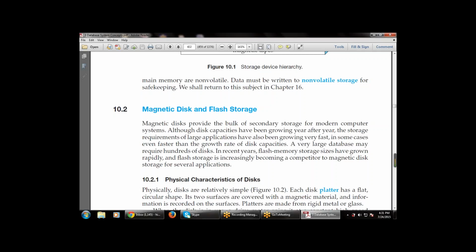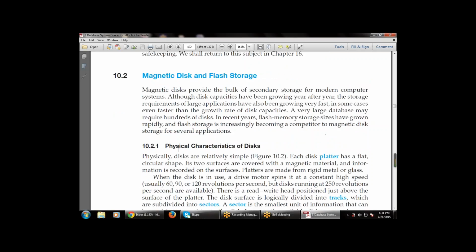Although disk capacities have been growing year after year, the storage requirements of large applications have also been growing very fast, in some cases even faster than the growth rate of disk capacities. A very large database may require hundreds of disks. In recent years, flash memory has also grown rapidly, and flash memory is increasingly replacing magnetic disk storage for various applications.